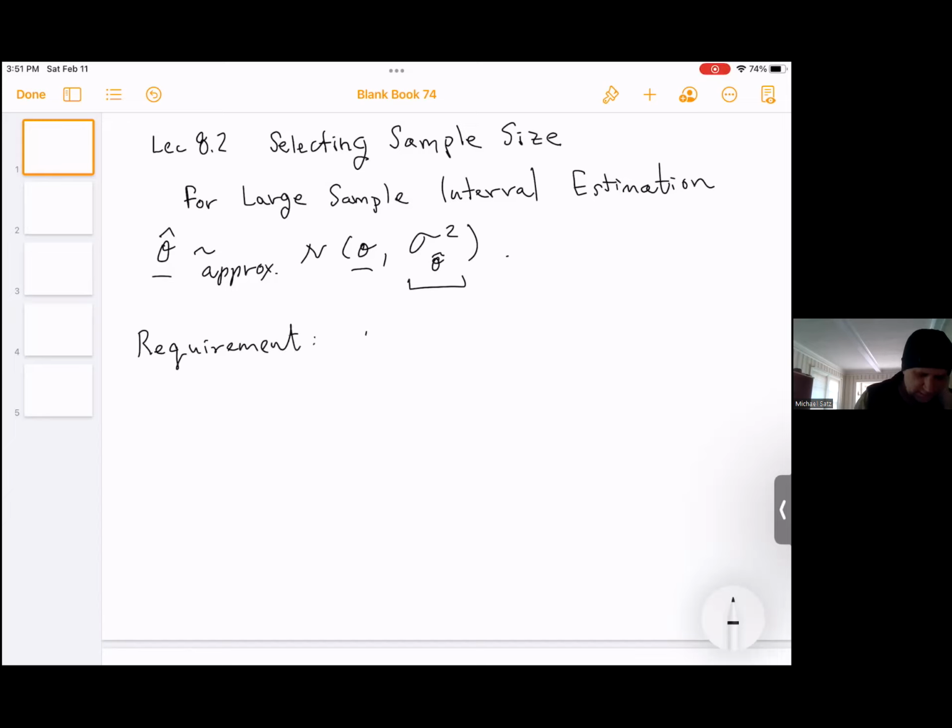Suppose we want to say the probability that the error of estimation, theta hat minus theta, is less than b is greater than or equal to 1 minus alpha. Okay, this is the confidence level, and b is a bound on the error of estimation. So this is 1 minus alpha. This would give a 1 minus alpha confidence interval.